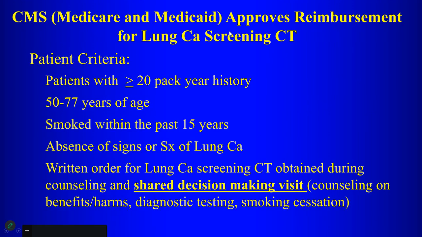Patient criteria for Medicaid, so this is what insurance companies might use, and Medicaid uses to reimburse us for reading these cases. Very similar, greater than or equal to 20 pack year history. The age range a little bit lower, 50 to 77. They must have smoked within the past 15 years. Absence of signs or symptoms of lung cancer. So patients must be asymptomatic. We document that in our template.